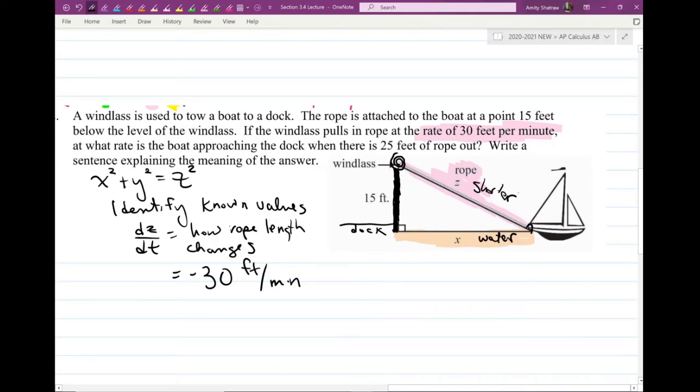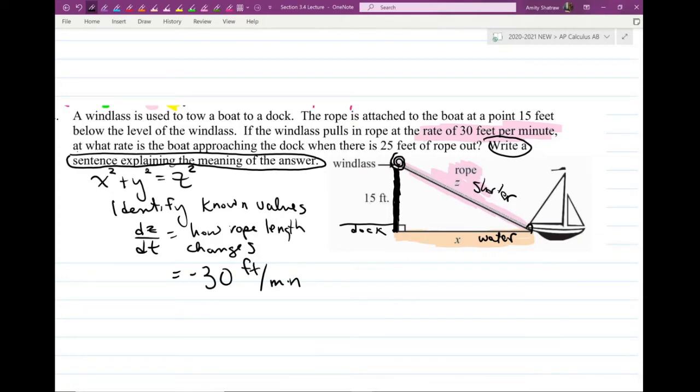Now, can you do this problem correctly without having a negative there? Yes, you can. The key will be to write a sentence explaining the answer. So if you write that sentence, but you didn't notice the negative there, then if you write the sentence correctly, it'll be okay. And I'll show you that when we're at the end.